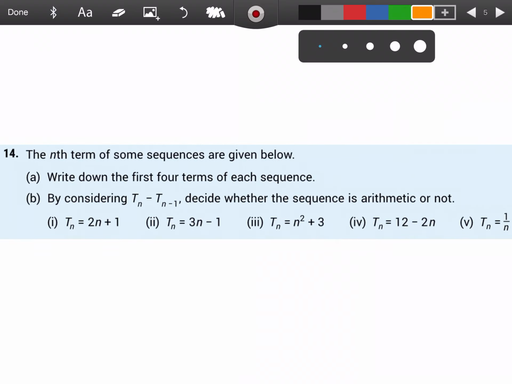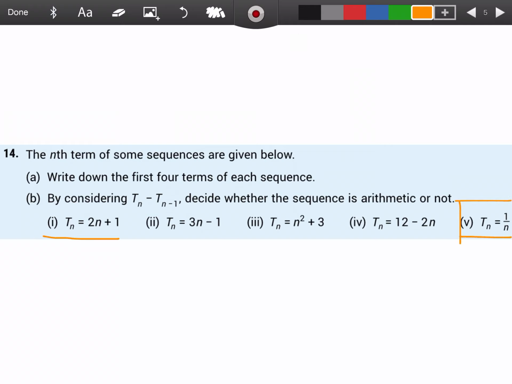14 then. The nth term of some sequences are given below. Write down the first 4 terms and then decide whether the sequence is arithmetic or not. So with question 14, I just did a couple of examples. I did 2 of them. I did number 1 and I did number 5, because that one has got a fraction in it and I wanted to show you that one specifically.